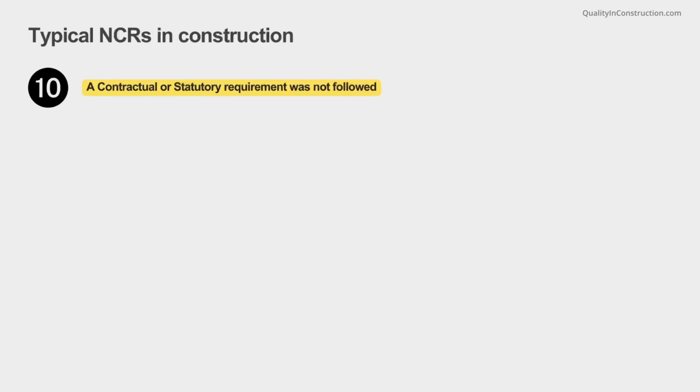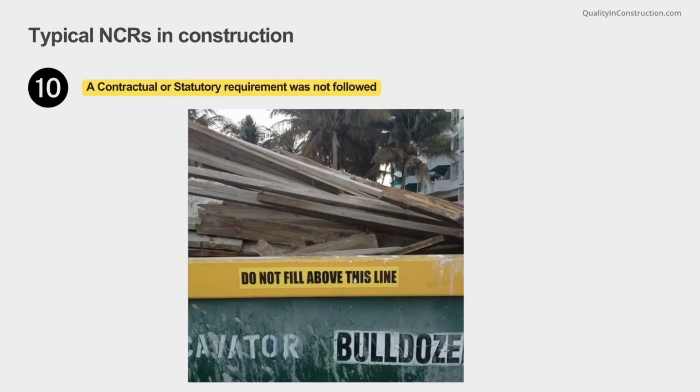And finally, a contractual or statutory requirement that was not followed. There are many cases where the non-conformity is simply non-compliance with some other contractual or even statutory requirements. Usually, these requirements are covered by the design, the method statement, or the inspection test plans. But there can be some unfortunate cases where this is not true.